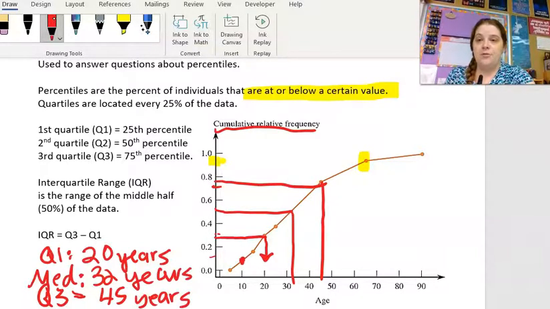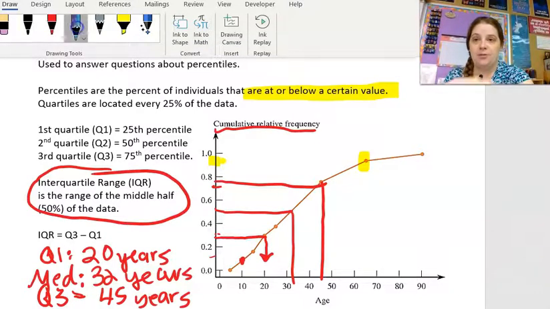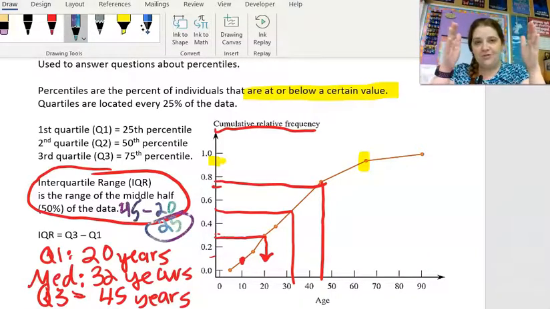Okay. There's also this idea of interquartile range, which we're going to be talking about in our next chapter quite a bit. Interquartile range is the middle 50% of the data. In our case, that would be the difference between age 45 and age 20, which is about 25. That's saying that the middle 50% of our data is about 25 years long. Okay, from the quartile 1 to quartile 3, that middle 50%.